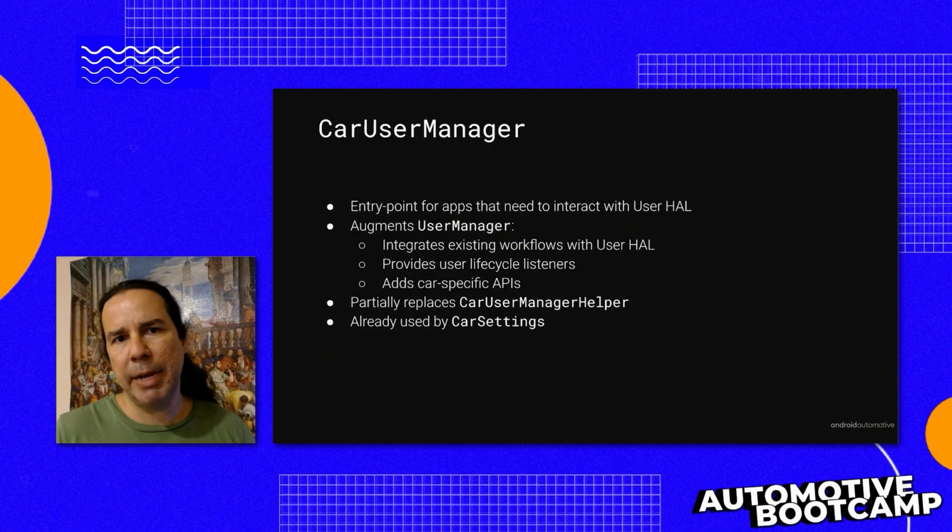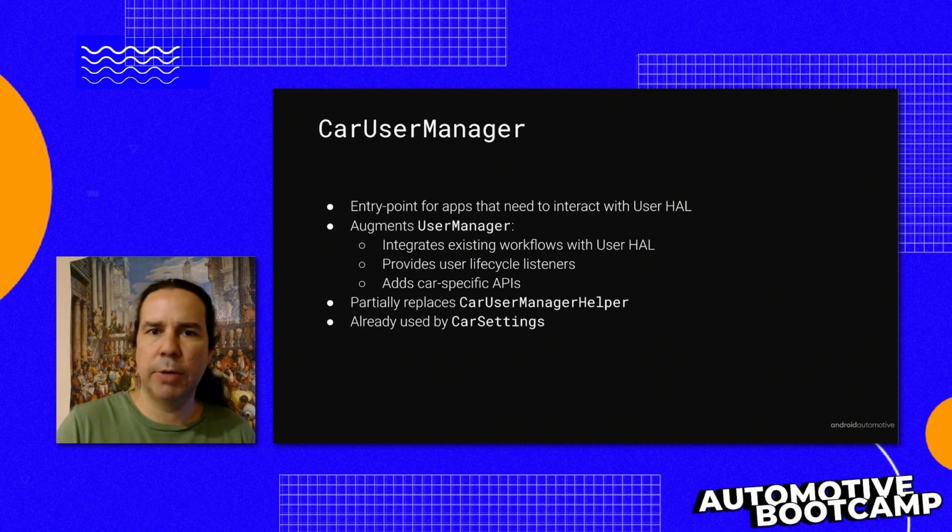And the user HAL, we saw, has 5 properties. One of these properties, which is the initial user info, is automatically called by the framework, by car service, at some specific points. But the other properties have to be triggered by some APIs. And these APIs are going to be provided by CarUserManager. So the idea is that CarUserManager is going to be the entry point for every operation that needs to integrate with the user HAL. And eventually, you will also be adding some other functionalities that could be provided by UserManager, standard UserManager, and some other core framework classes.